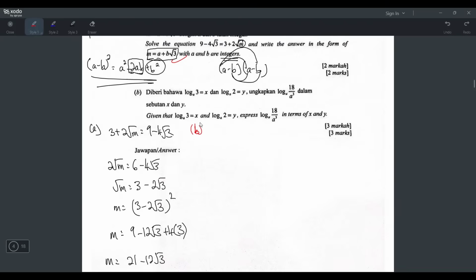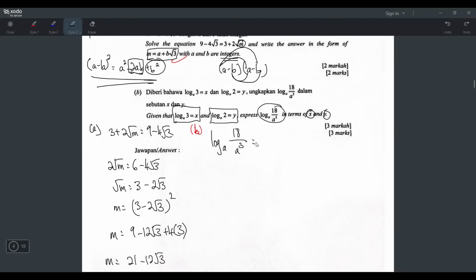Given that log 3 base a equals x. This one is information. Log 2 base a is y, another information. Express log 18 over a power 3, base a, in terms of x and y. This is the question. So I will write this down: log base a of 18 over a power 3.